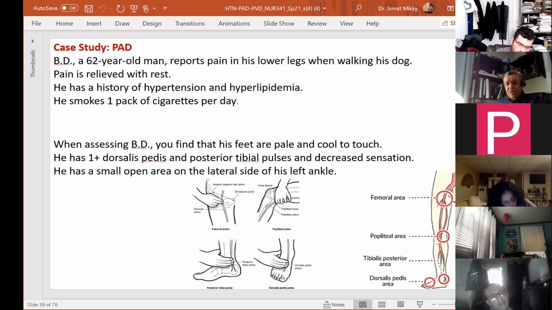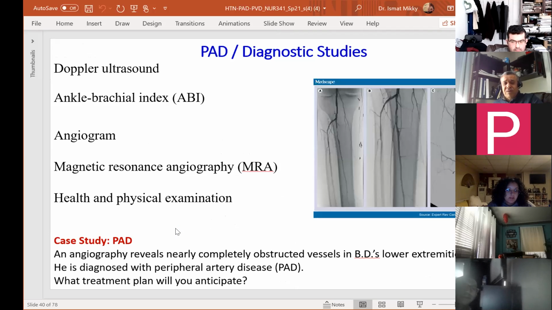And as this is a review for your physical assessment course, make sure that you know where to assess for popliteal, tibialis, and dorsalis pedis pulses. This is a great slide so we can remember where to assess these arteries for perfusion, because it will make a big difference.